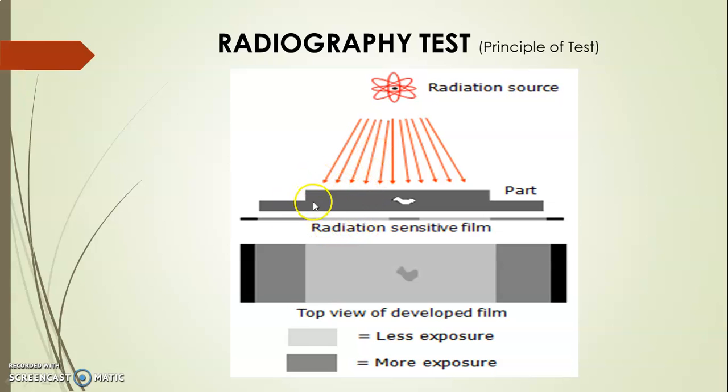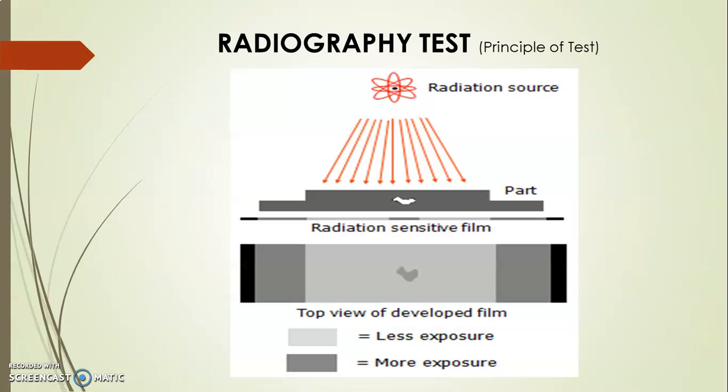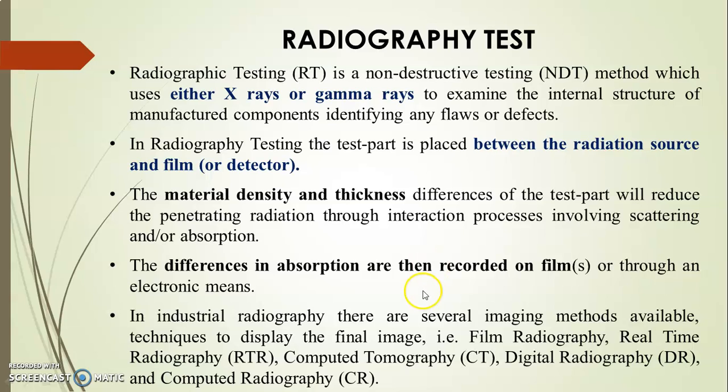So the differences in material density and thickness of the test part will reduce the penetrating radiation. It will resist those rays, and that's why the penetrating radiation will be reduced in that case, and the differences in absorption are then recorded on film. Likewise, here you can see the difference in flaws, with less exposure and more exposure. So we can observe those differences. Differences in absorption are recorded on the films.